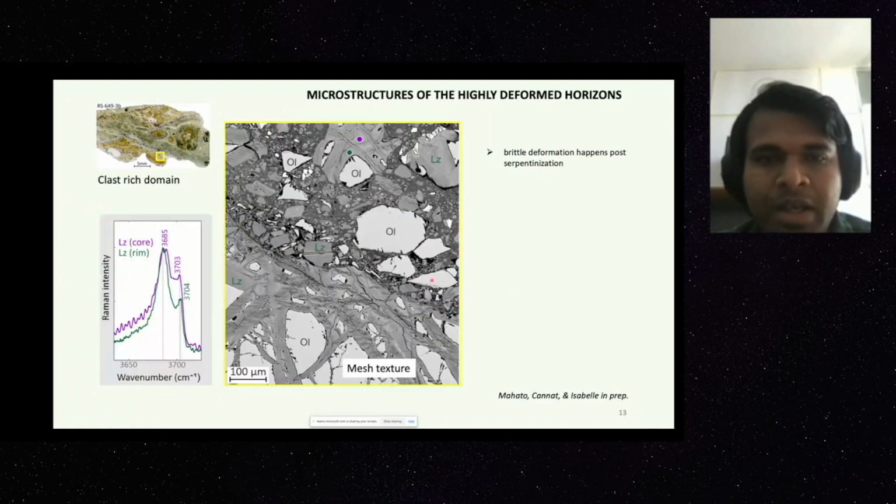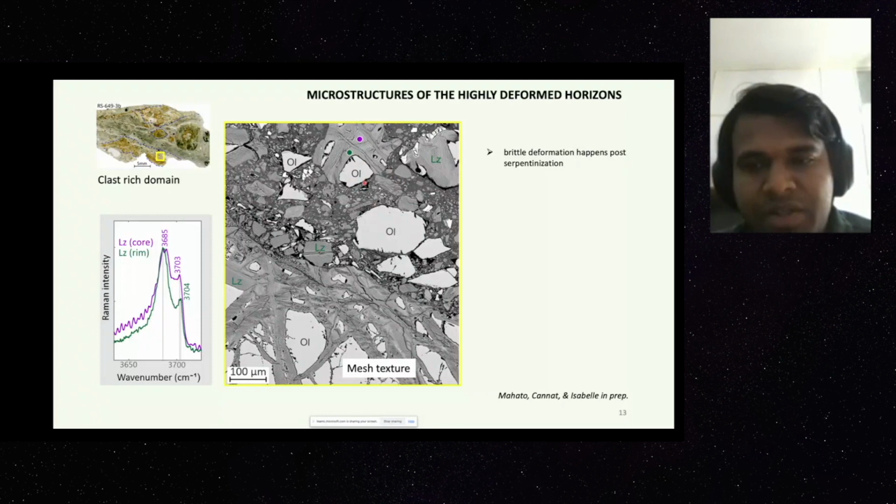Okay, so this is a backscattered image from this clast-rich domain, which shows evidence for cataclastic brecciation with a clast of mesh texture serpentine and olivine. Raman spectral analysis from the mesh core and mesh rings indicates that they are made up of lizardite. And here, the occurrence of mesh texture serpentine in the matrix indicates that brittle deformation happens after the serpentinization process.